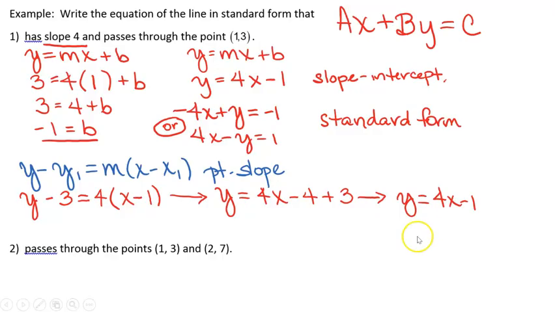All right, here's another one. So this next one says, create the equation of the line in standard form that passes through the points 1, 3, and 2, 7. So I have a point, I have 2 points actually, but I have a point. What do I need?